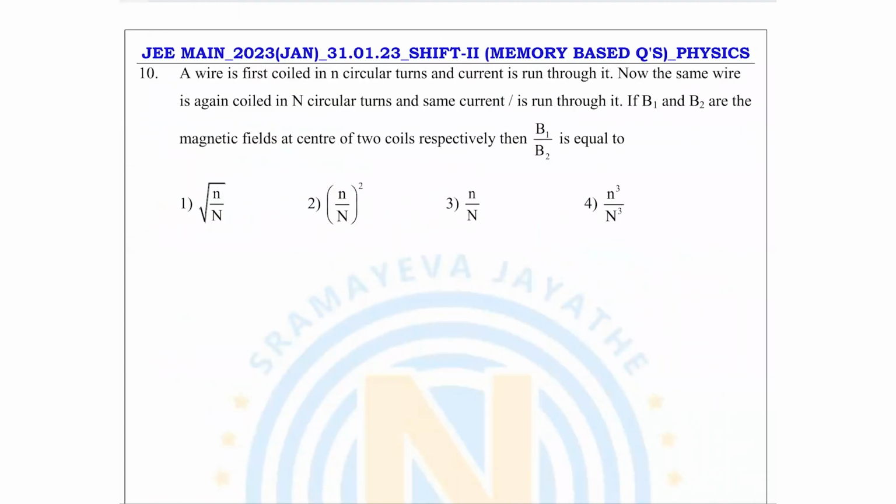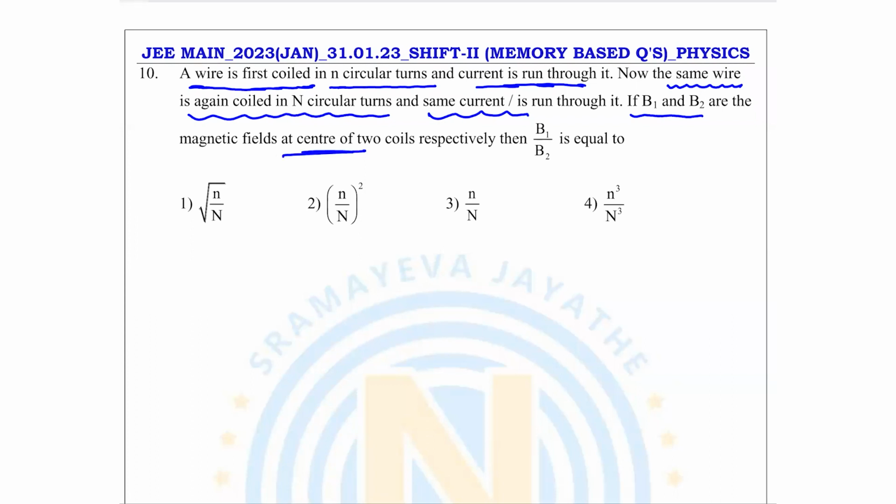Okay. Question number 10. This is a very interesting question. A wire is first coiled in n circular turns and a current is run through it. Now the same wire, means same length of the wire, is again coiled into n circular turns and same current is run through it. If B1 and B2 are the magnetic field, we want to find the ratio. We know that the magnetic field at the center of a circular loop is mu naught times I by 2r, and if there are n turns, it is mu naught n I by 2r.